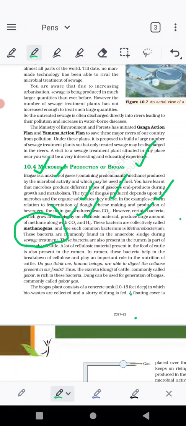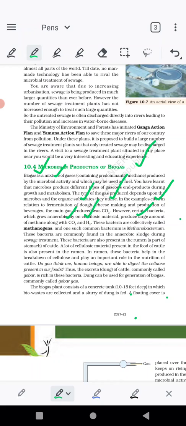A very common example of a methanogen is Methanobacterium. These bacteria are commonly found in anaerobic sludge. We have done sewage treatment and we know what anaerobic sludge is, and in it there are many anaerobic bacteria and many methanogens. These bacteria are also present in the rumen of the cattle. Rumen means the part of the stomach, the gut, where they are present.